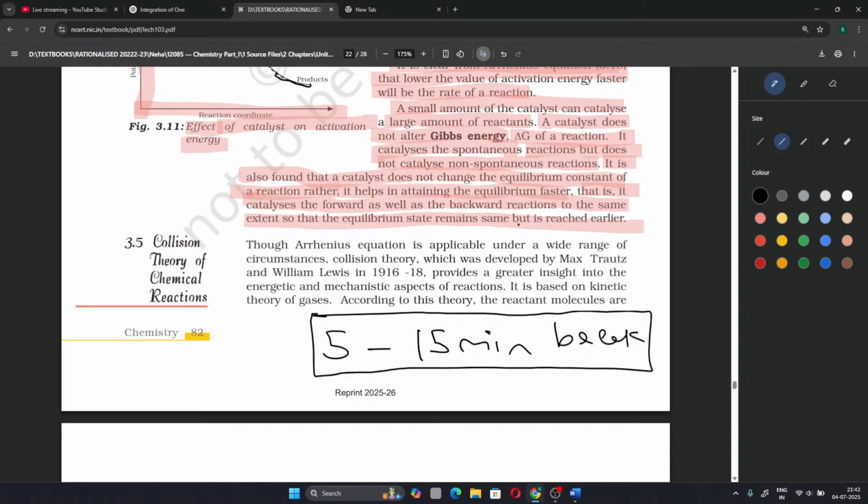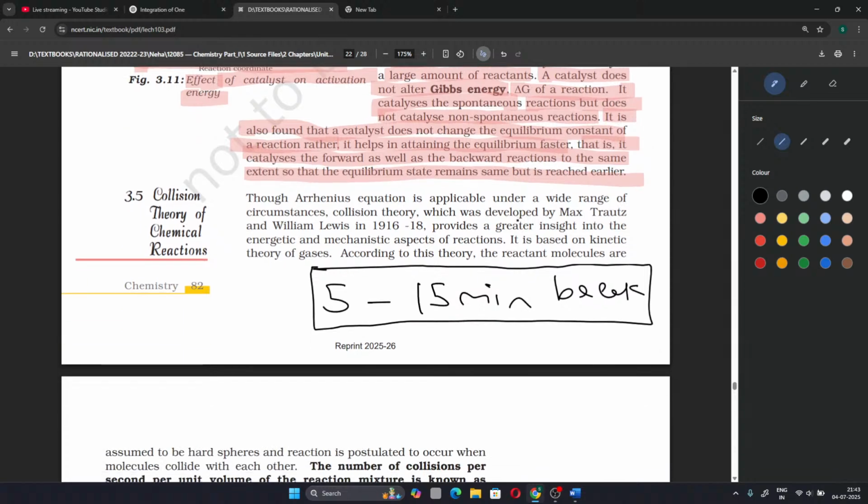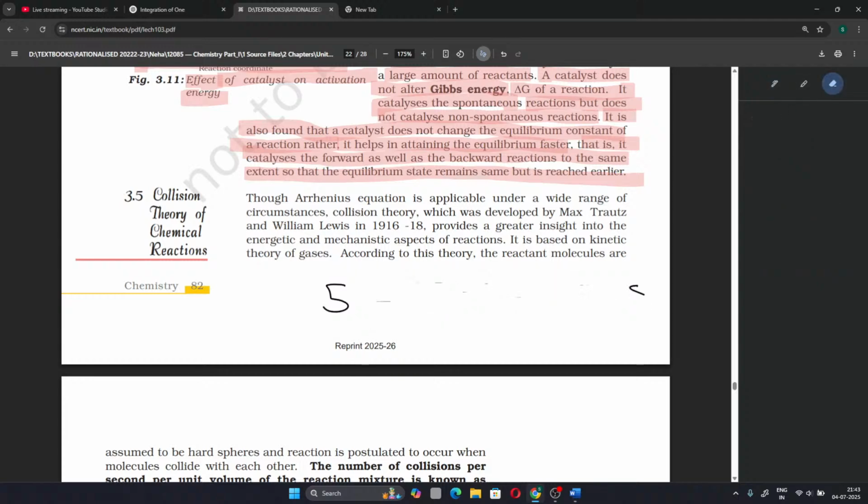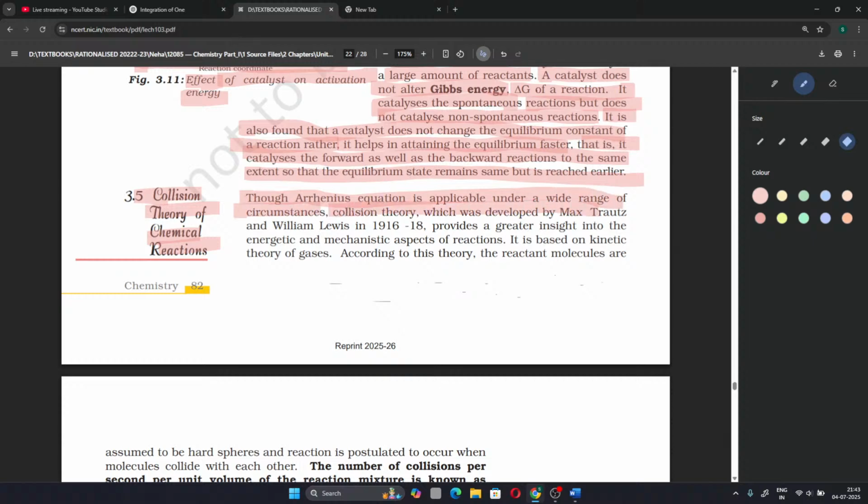Okay, now let's start with collision theory of chemical reactions. Though the Arrhenius equation is applicable under a wide range of circumstances, collision theory, which was developed by Max Trautz and William Lewis in 1916 and 1918, provides greater insight into the energetic and mechanistic aspects of the reactions. It is based on the kinetic theory of gases.